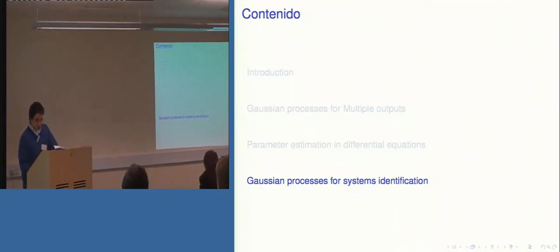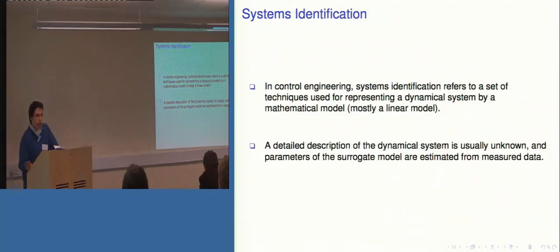Okay, and the third view about the latent force models is this Gaussian process for systems identification, which is something that is really useful in control engineering. Systems identification refers to a set of techniques that you use for representing a dynamical system by a mathematical model. Usually when you don't have any idea of how your data behave, you basically use a linear model, for example, and then you use that as a representation, a surrogate of your physical model.